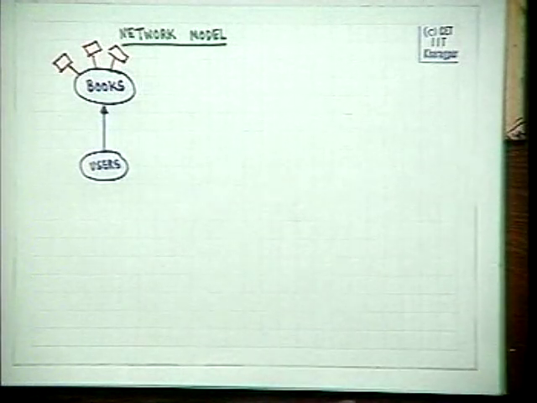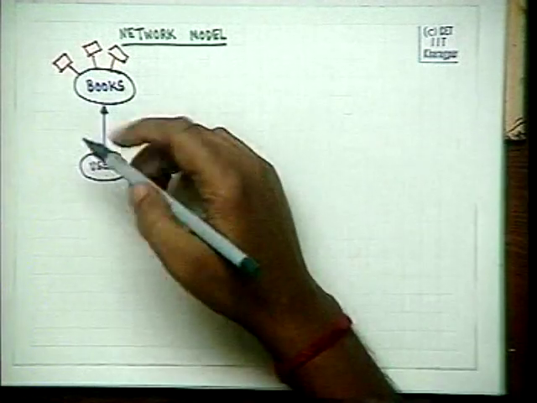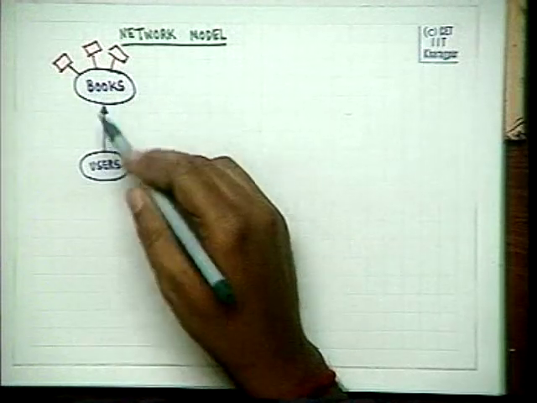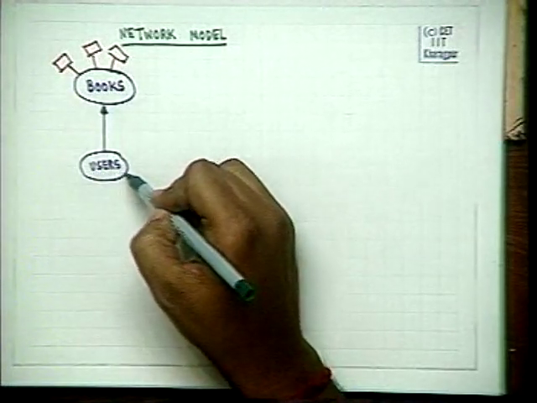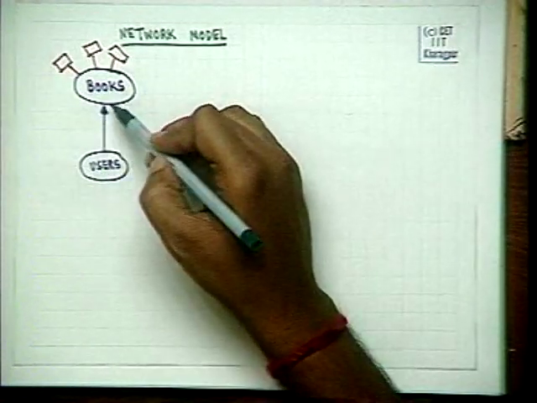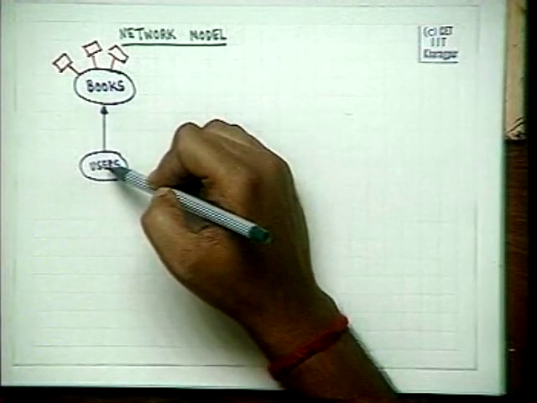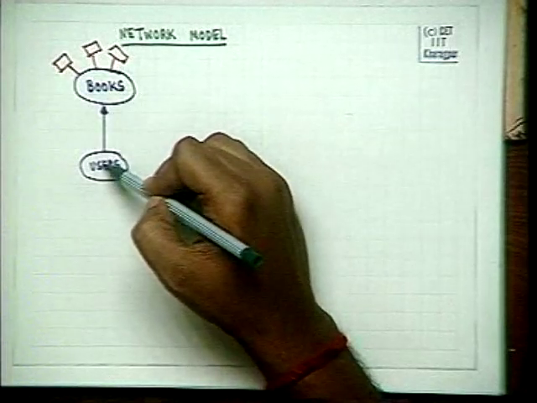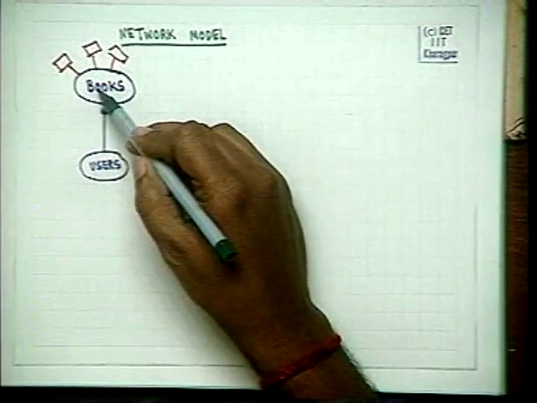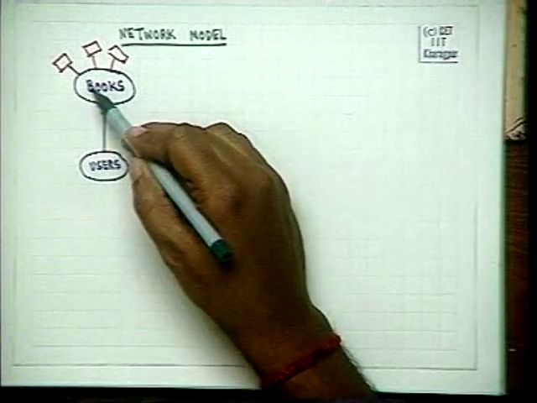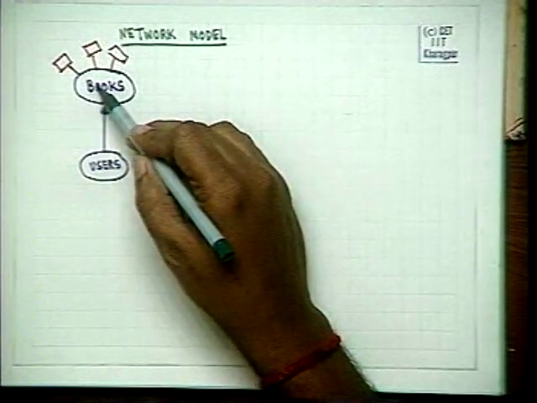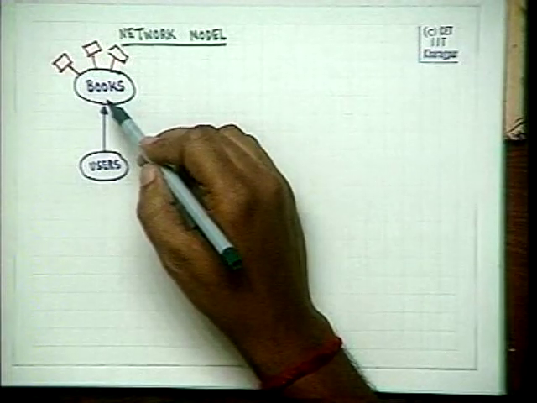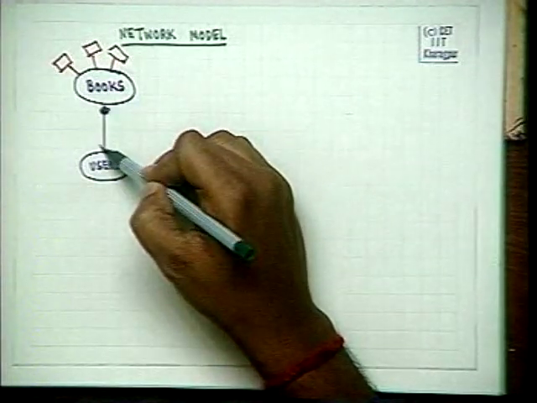It will be implemented. Yes. This is many to one. One to many is this side. This is many to one because more than one user, I am sorry, this is one to many. It is not many to one. One user may issue more than one book, right? One user may issue more than one book, but one book may not be issued by more than one user at a particular point of time. So the arrow direction will be like this.